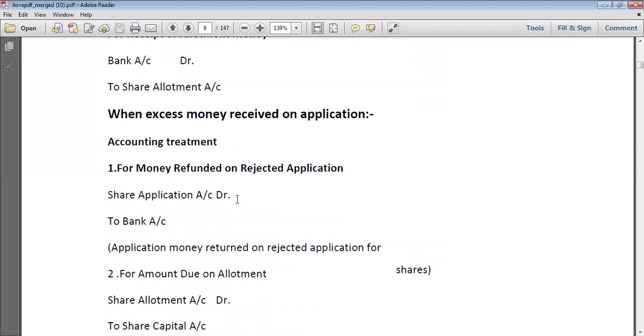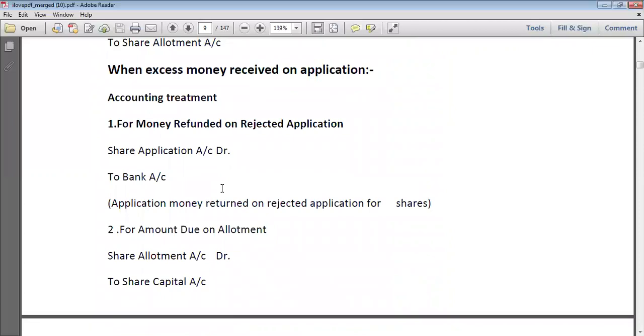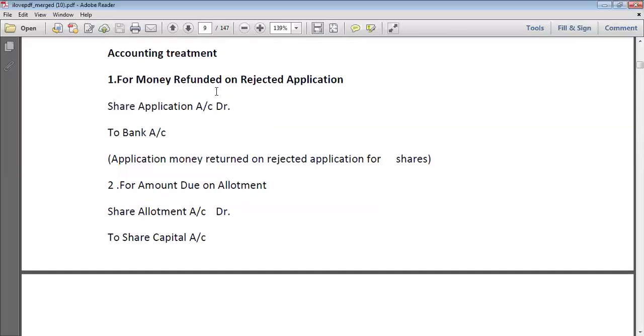Okay. Now there is a term, that is oversubscription. Sometimes it happens that the company issues fewer shares and applications are received for more shares. Like if a company issued 5,000 shares and the public gives applications for 6,000 shares. In that case, the company will return the application money on 1,000 shares because 1,000 is the oversubscribed application. So the company will reject 1,000 applications and will refund their amount of application.